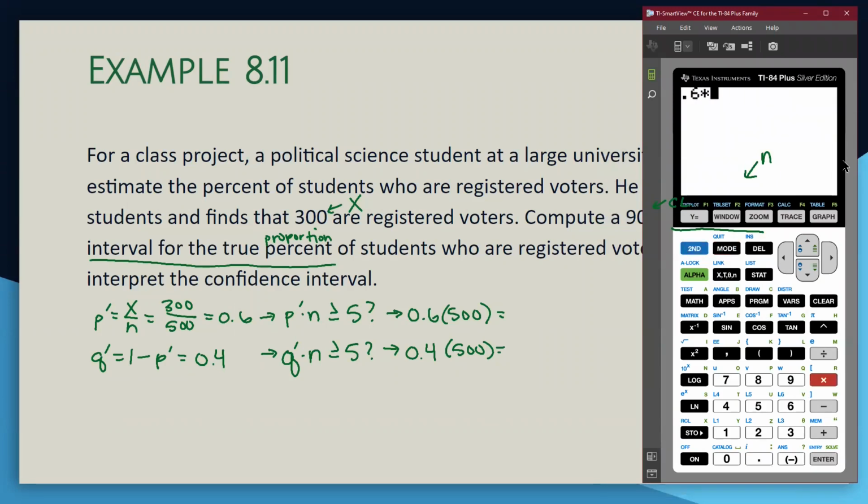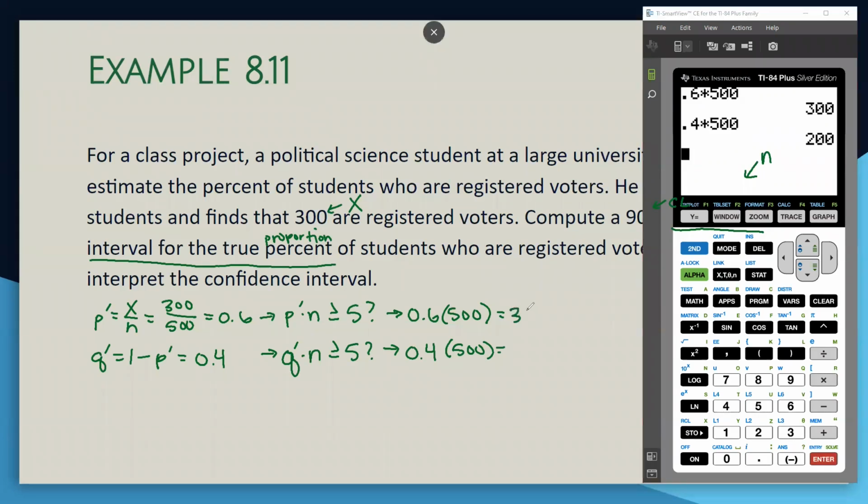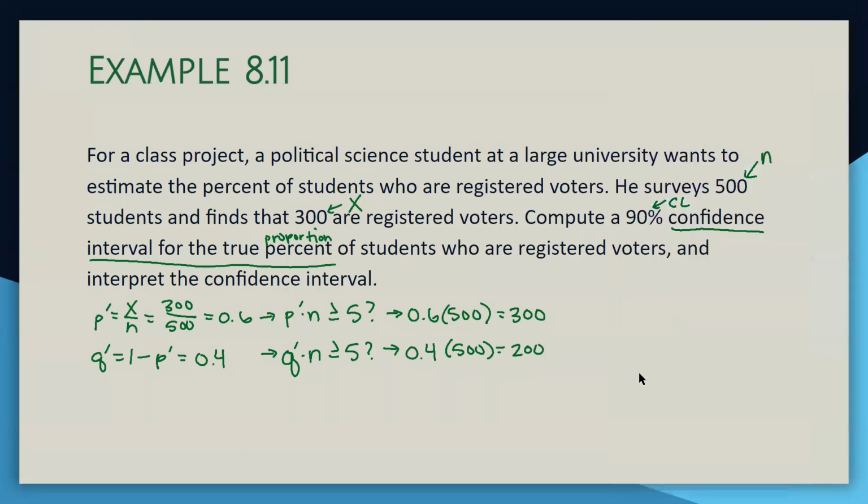So 0.6 times 500 is 300. That's great. 0.4 times 500 is 200. So our sample is more than large enough for us to be comfortable using a standard normal approximation for a binomial distribution. We're happy campers. So let's go ahead and move on to the actual confidence interval.